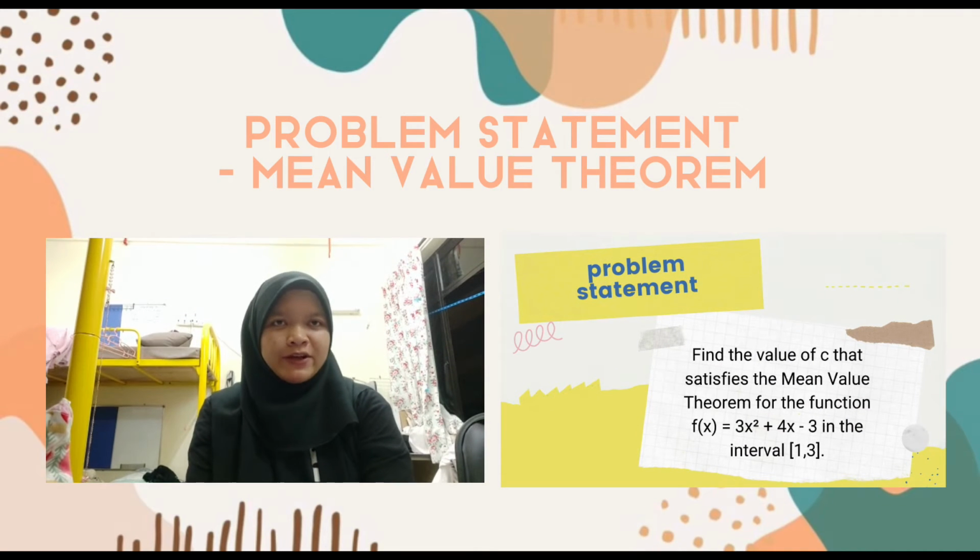Next, mean value theorem. The problem statement says find the value of c that satisfies the mean value theorem for the function f(x) equals 3x squared plus 4x minus 3 in the interval [1, 3].